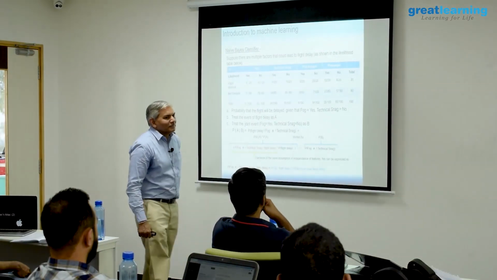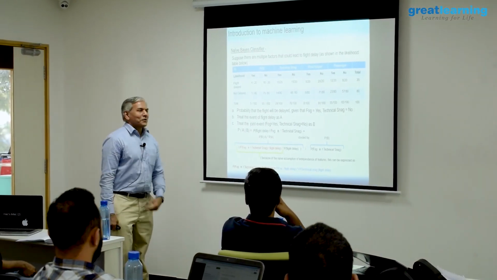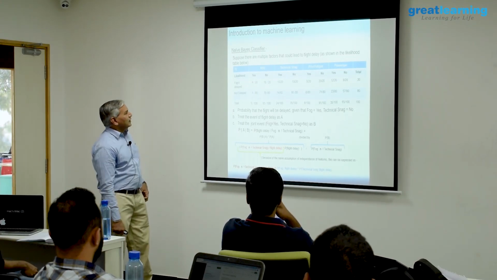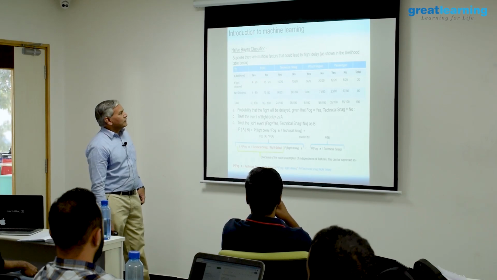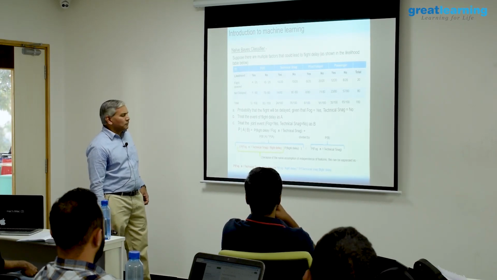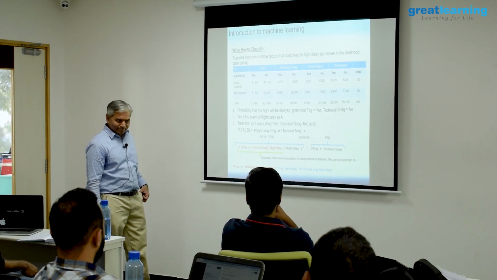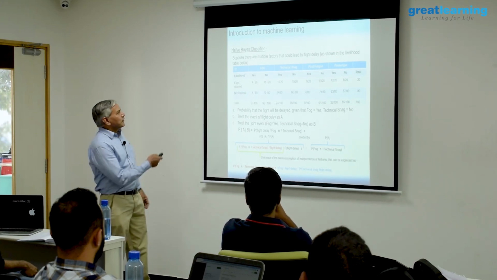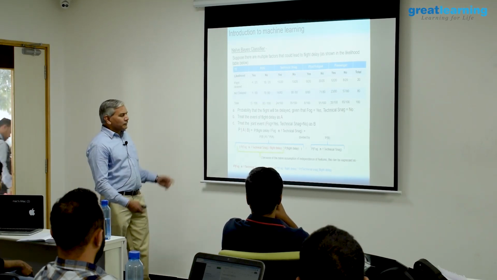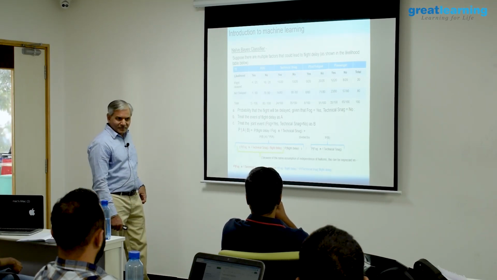But there is a problem. We have time, so we'll discuss the problem. What is the probability of flight delay given fog at the airport and say buffaloes grazing on the runway? I don't have any data about buffaloes grazing on the runway. So this algorithm will give you the probability as 0.